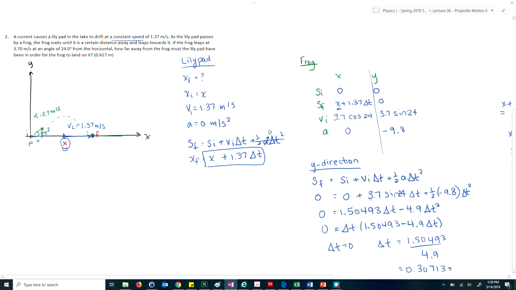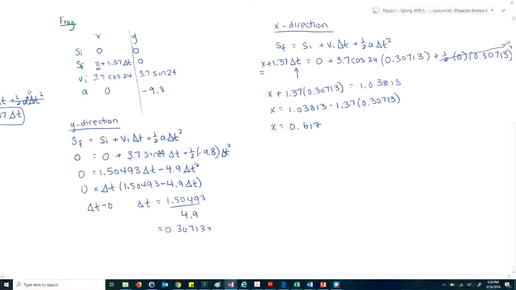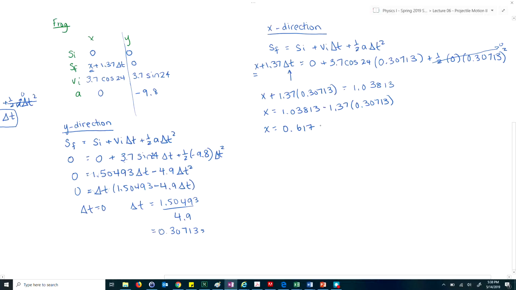Okay, so if I look back at the original question, it asks how far away should the frog be from the lily pad before it jumps. I can see all the values we were given have three significant figures, so my answer should also have three significant figures. So 0.617 is correct. We just want to make sure we include the units, so it would be meters. And that is my final answer.